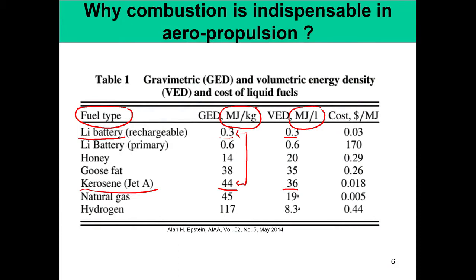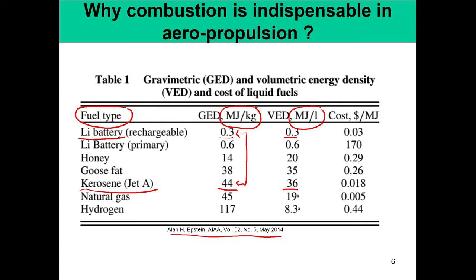So, this is a very large gap which needs to be covered if propulsion has to become electric. That is why we do not see such a chance in the foreseeable future, and hence aero propulsion, as people say, even in this very recent paper that you see, is most likely to depend on combustion in the foreseeable future. The reason, to summarize, is basically the gravimetric and the volumetric energy densities of the liquid fuels.